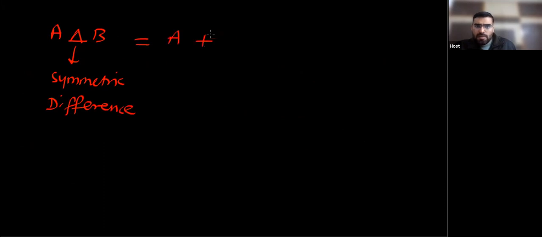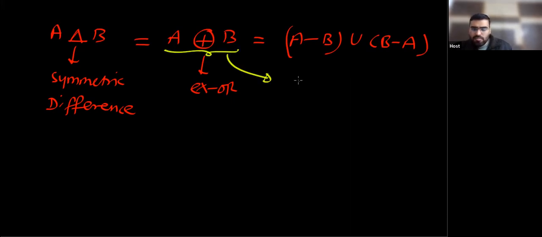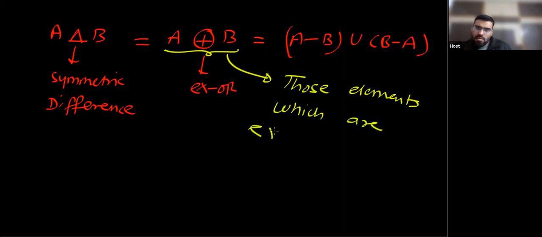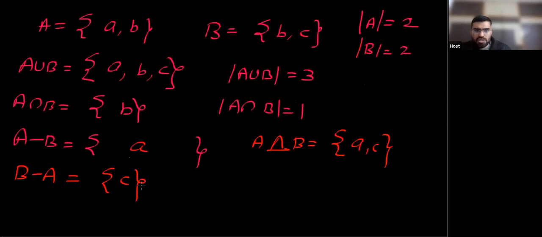Okay, and this is another symbol for it, exclusive OR. This is basically nothing but A minus B union B minus A. Actually, the best way to say it is: those elements which are exclusively in A or B, which means they should not be in both. Either it should be here or it should be here. It should not be in both positions. So this is your exclusive OR.